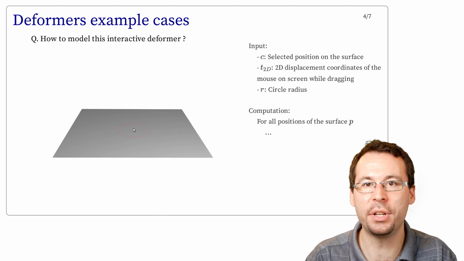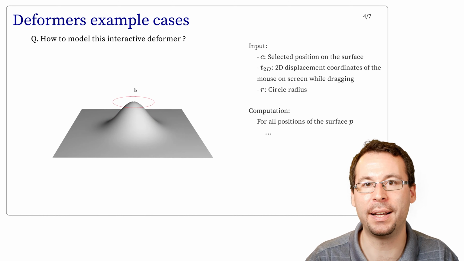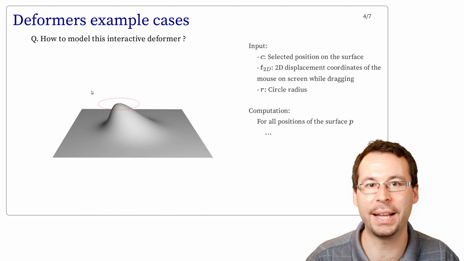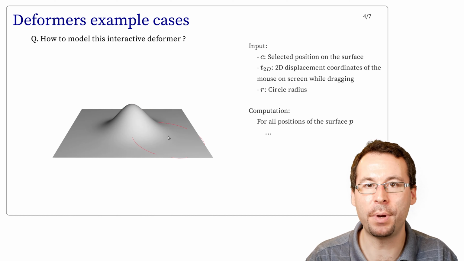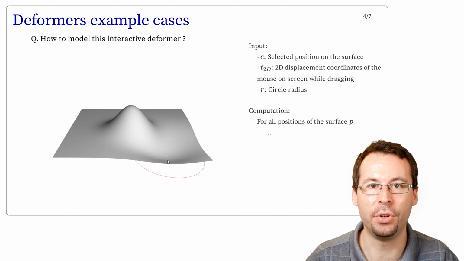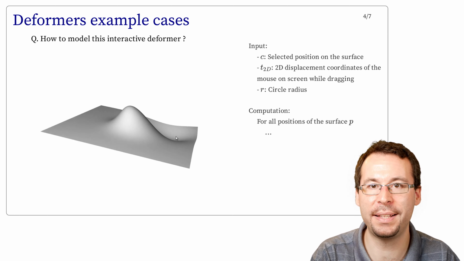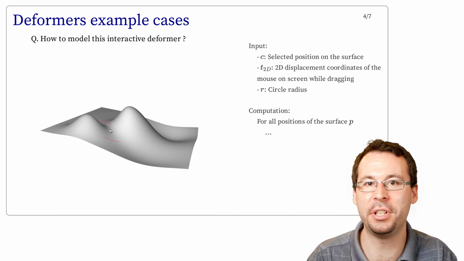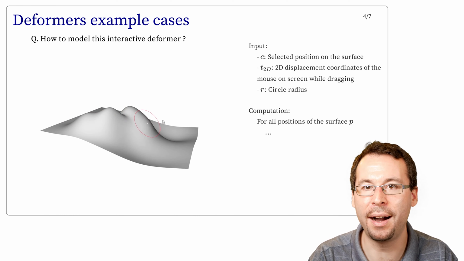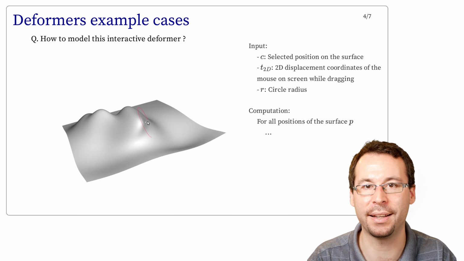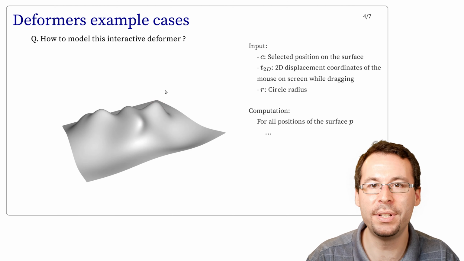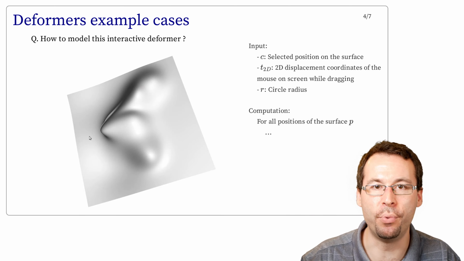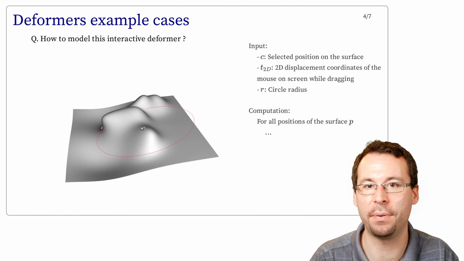And now here are some questions to prepare the actual work of the lab class where you will implement such a local deformer. So in this example, we have a local translation. The user can select a position of the surface at coordinate C. The radius of the local deformation is parameterized by a radius R that you can visualize with the red circle. And the user uses a drag and drop system to pull and translate the piece of surface.